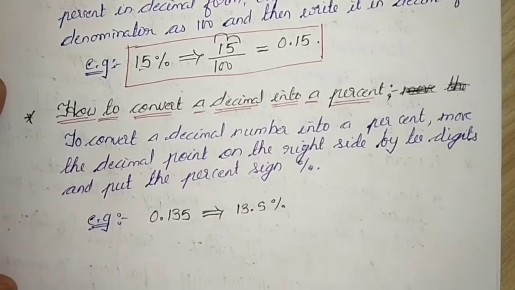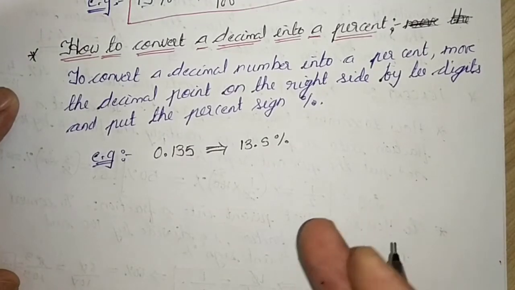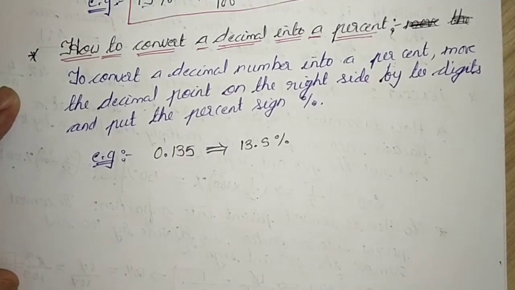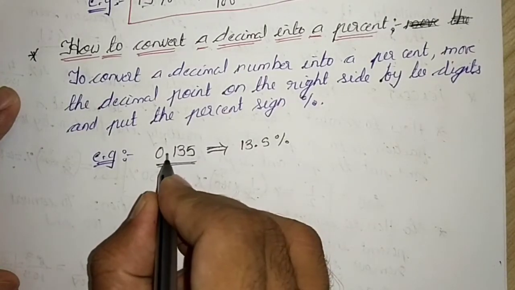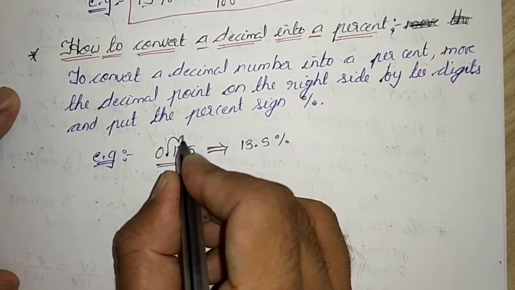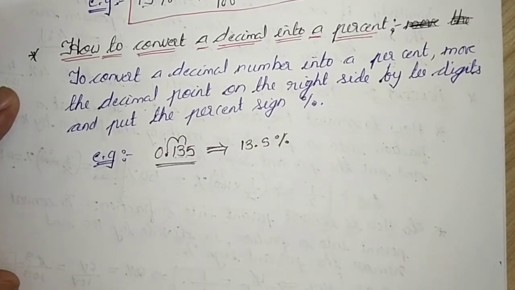What will we do? We will convert into percentage form by moving the decimal to the right side by 2 digits. Whatever decimal number they have given you, move the decimal point towards the right side by 2 digits and put the percentage sign. For example, they have given you 0.135. Move this decimal point 2 places, 1, 2. So we will get 13.5 and put the percentage sign.